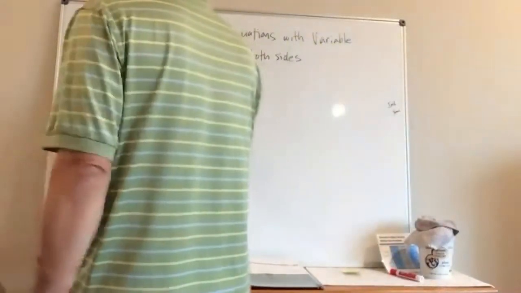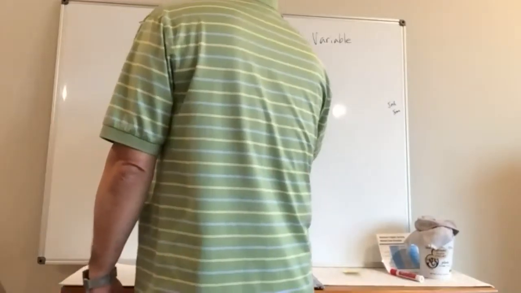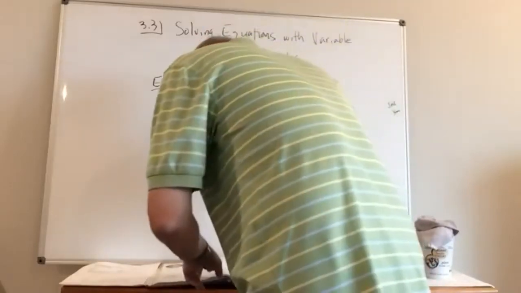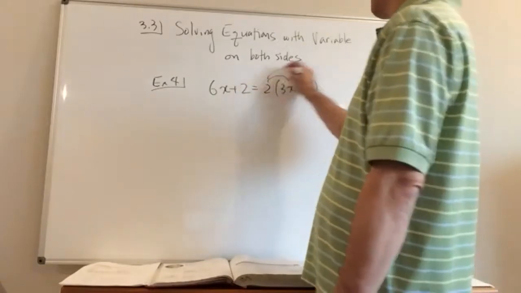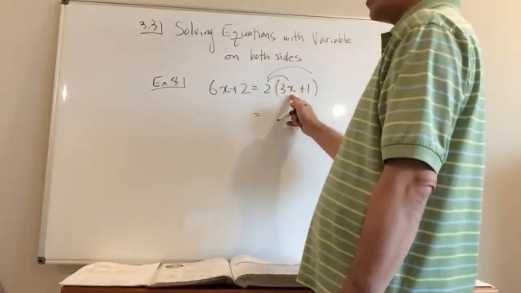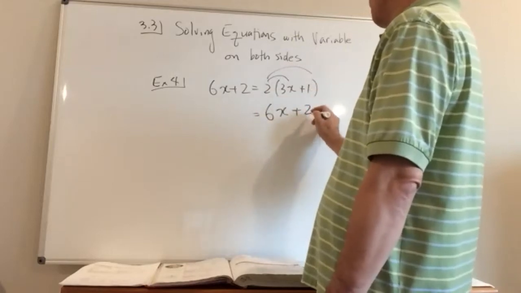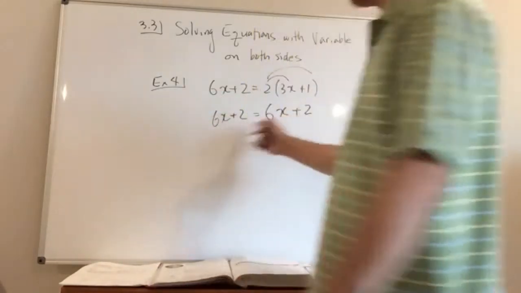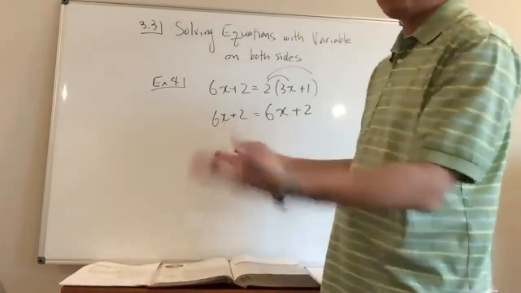Example number 4. Solve the equation, and I'm looking for all solutions. I have 6x plus 2 is equal to 2 times the quantity 3x plus 1. So I'm going to go ahead and distribute this out. 2 times 3x is 6x. 2 times 1 is 2. This is kind of odd. So I end up with 6x plus 2 is equal to 6x plus 2. Well, of course, 6x plus 2 is always going to be equal to 6x plus 2. They're the same thing, right?